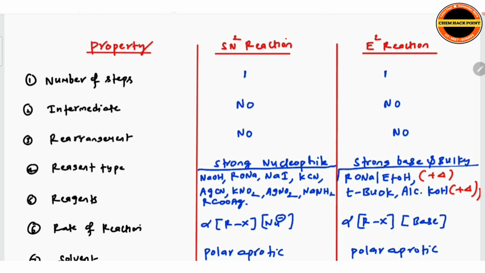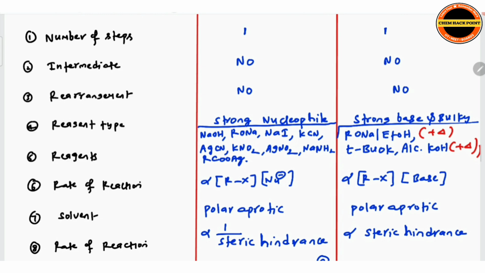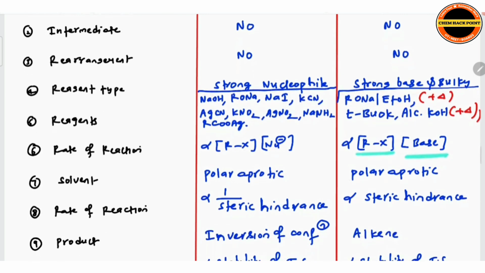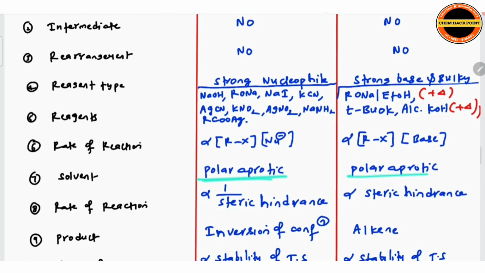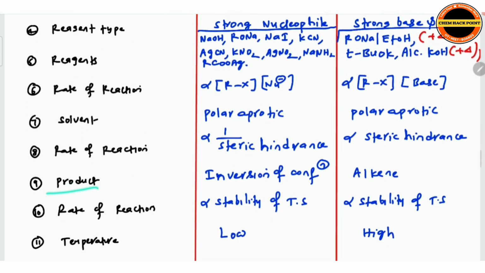RONa, EtOH along with heating, tertiary butoxide, potassium tertiary butoxide, alcoholic KOH along with heating are referred to as E2 reaction reagents. The rate of reaction here is directly proportional to the alkyl halide and the base. Solvent: polar aprotic favors. Rate of reaction is inversely proportional to steric hindrance, but the rate of elimination is directly proportional to steric hindrance. Whenever there is more steric hindrance, more repulsion, then automatically it favors elimination. Product: inversion of configuration is observed for SN2; here alkene is formed.